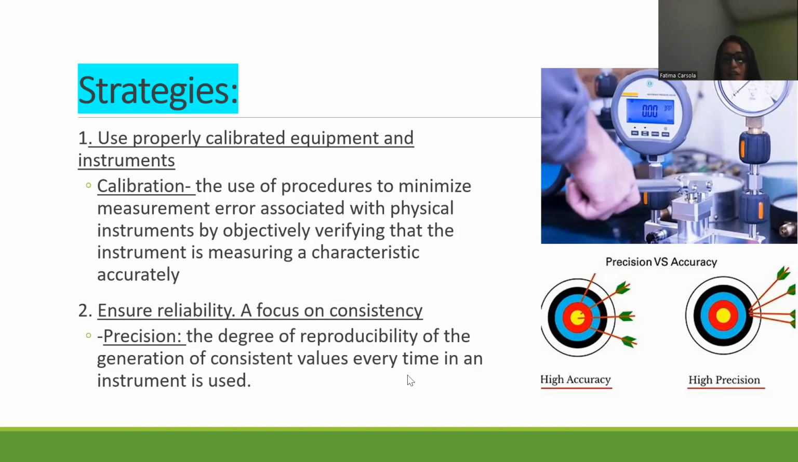So as you see, accuracy and precision. When you say accurate, you're hitting the center of the circle, and when you say high precision, you are hitting the same spot, I mean the degree of reproducibility, the generation of consistent values every time an instrument is used. So as you see, in high precision, it hit the black line. Okay, it's under the circle. When you say accurate, at least it is nearly on the objective. Okay, verifying again that the instrument is measuring the characteristic accurately.